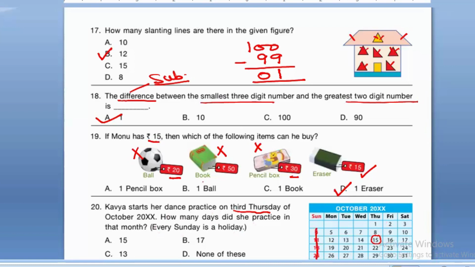Now we need to count how many days she actually practiced. She started her practice from the 15th of October. Now we have to count the days after 15 till 31st. So how many days are there? 1, 2, 3, 4, 5, 6, 7, 8, 9, 10, 11, 12.